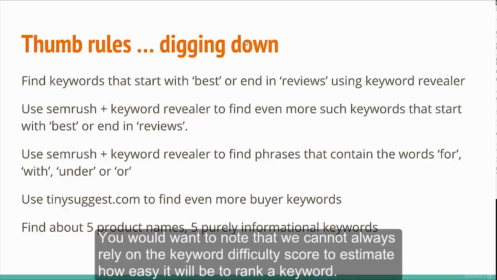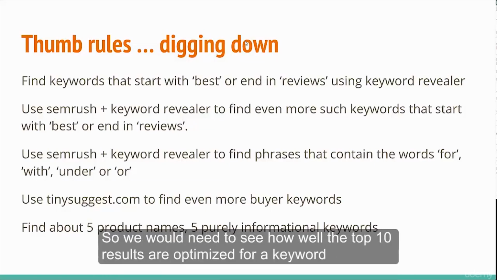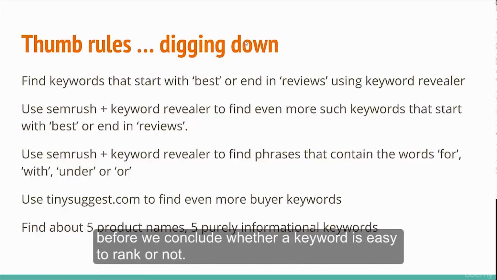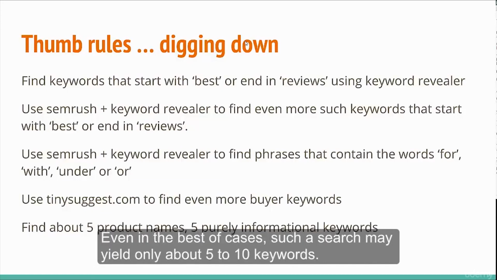You would want to note that we cannot always rely on keyword difficulty score to estimate how easy it will be to rank a keyword. So, we would need to see how well the top 10 results are optimized for a keyword before we conclude whether a keyword is easy to rank or not. Even in the best of cases, such a search may yield only about 5 to 10 keywords.